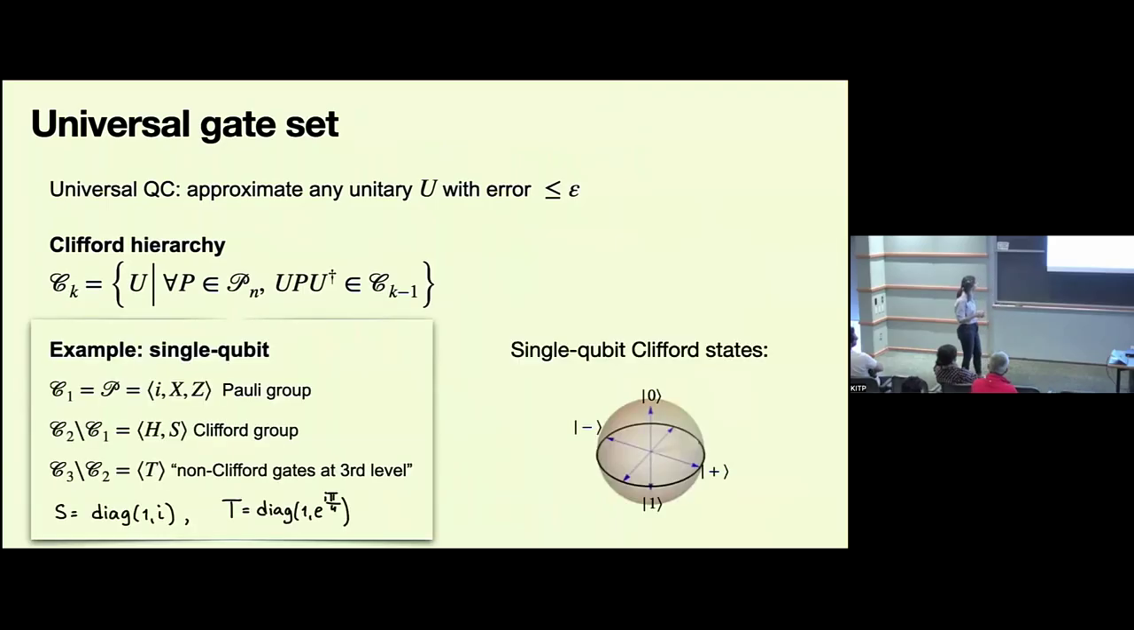And so just to give an example, if we have a single logical qubit, the first level of the Clifford hierarchy is generated by Pauli operators. So these are just single qubit Pauli operators. Then the Clifford group is the second level of the Clifford hierarchy. That is generated by two additional matrices. These are 2 by 2 matrices.